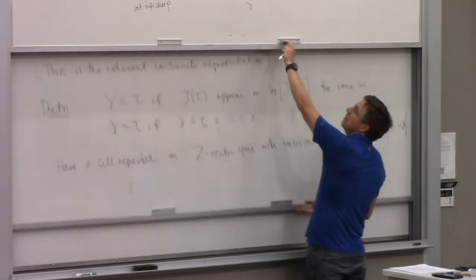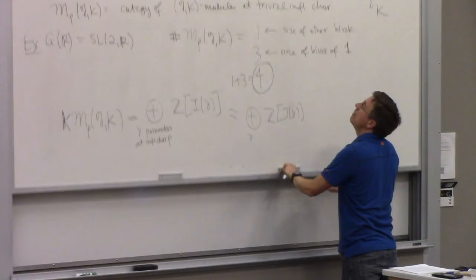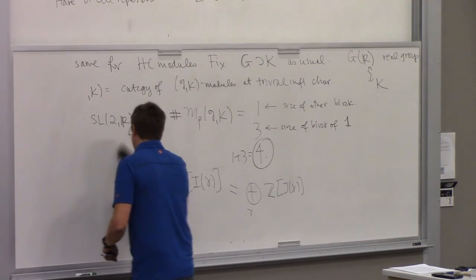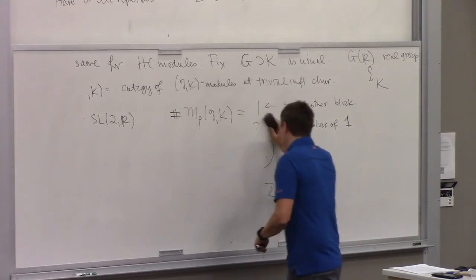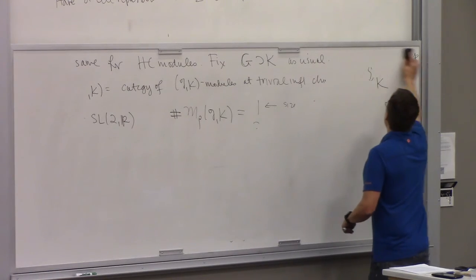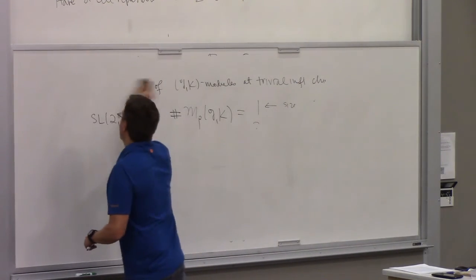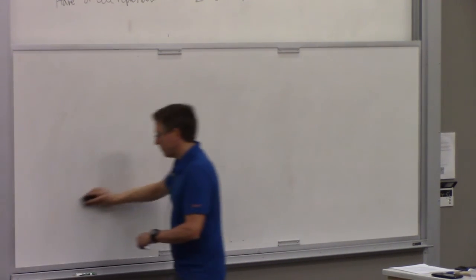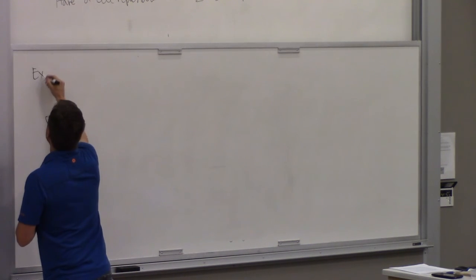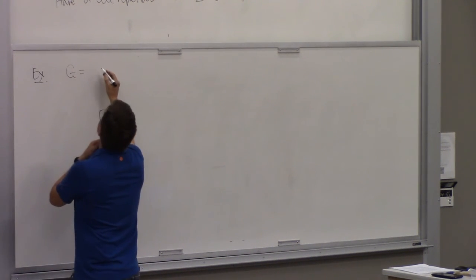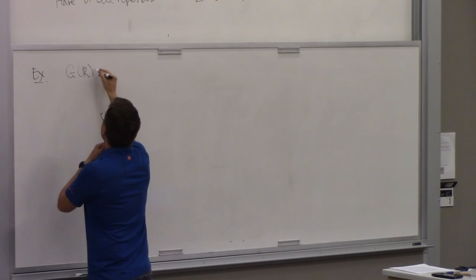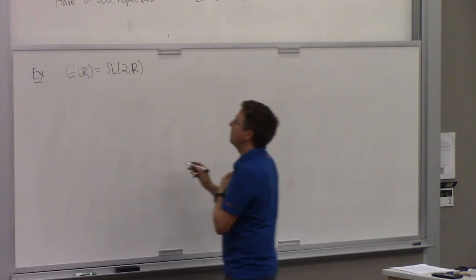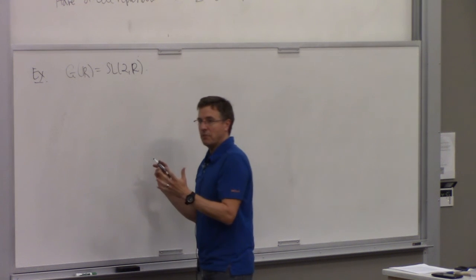Okay, so let's do an example. So, okay, so did we have running notation for the parameters for SL2R?